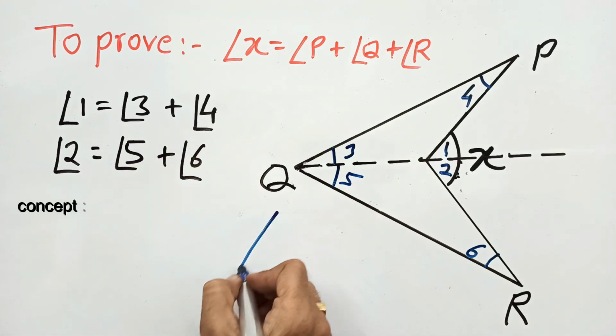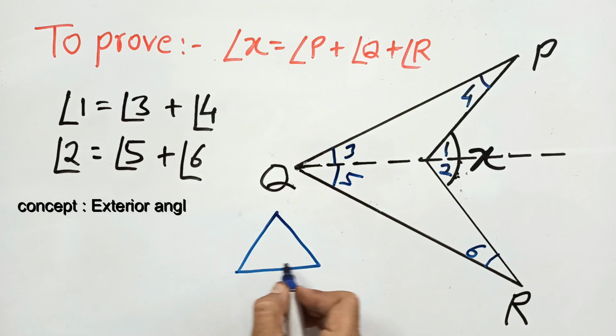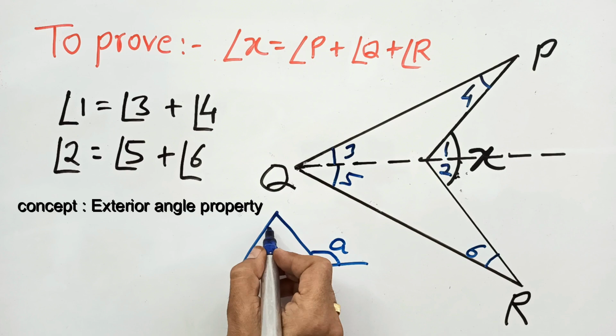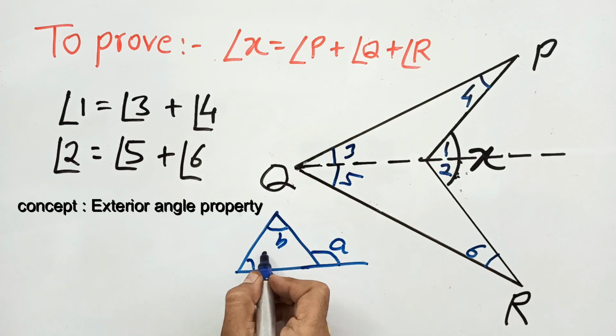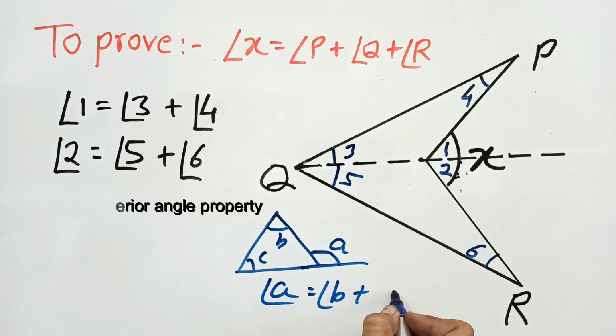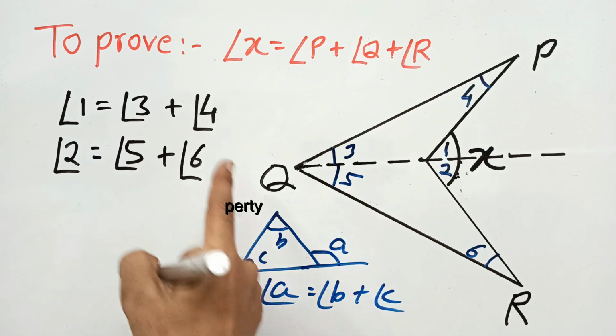Here we use the exterior angle property. Listen. This is the exterior angle. Suppose this is A, B, C. So angle A is equal to angle B plus angle C. We use this property here.